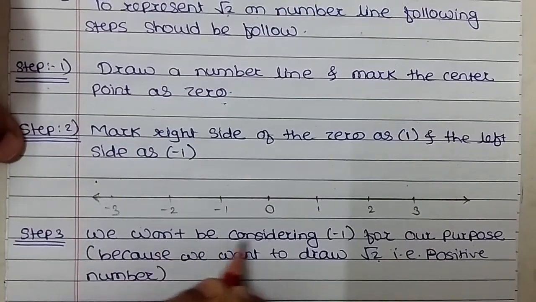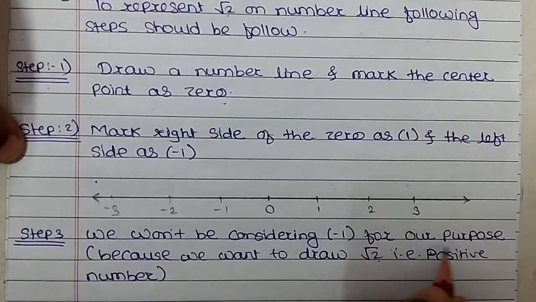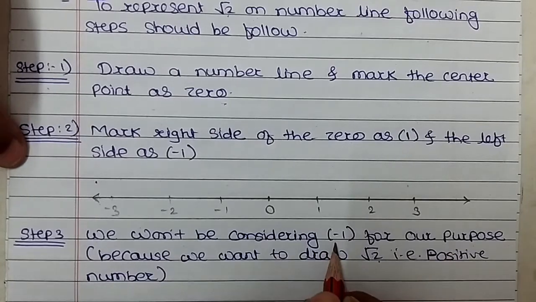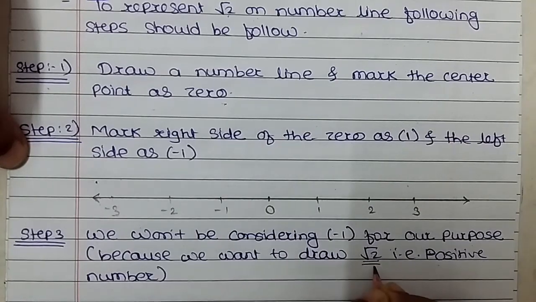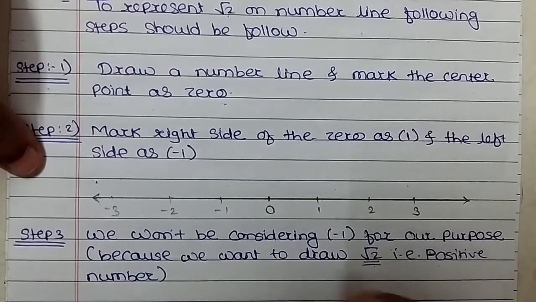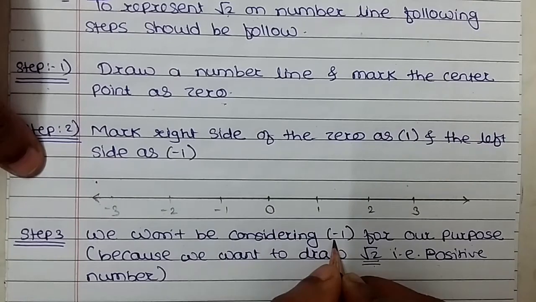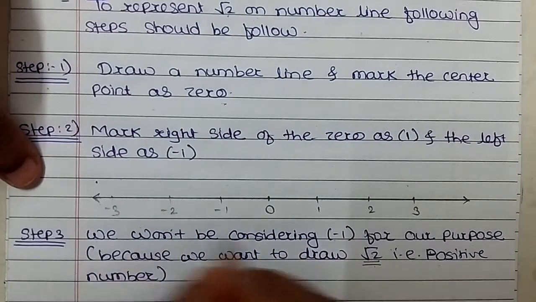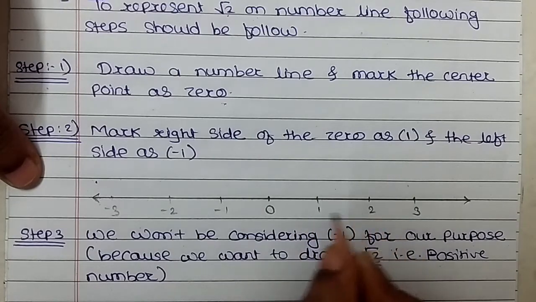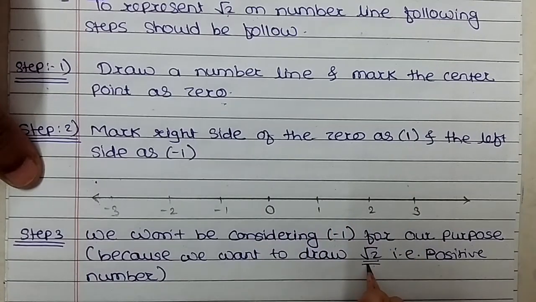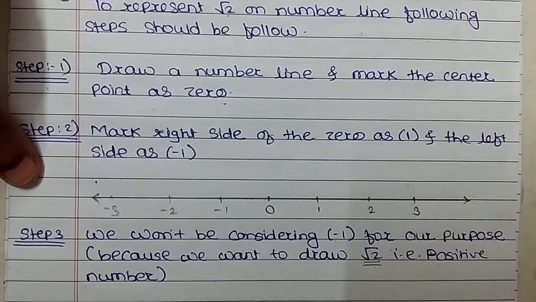We won't be considering -1 for our purpose. Why? Because we want to draw root 2, which is a positive number. Root 2 is a positive number, so we can't consider the -1 side here. We want to consider only the plus side, this one, because root 2 is a positive number. Clear?